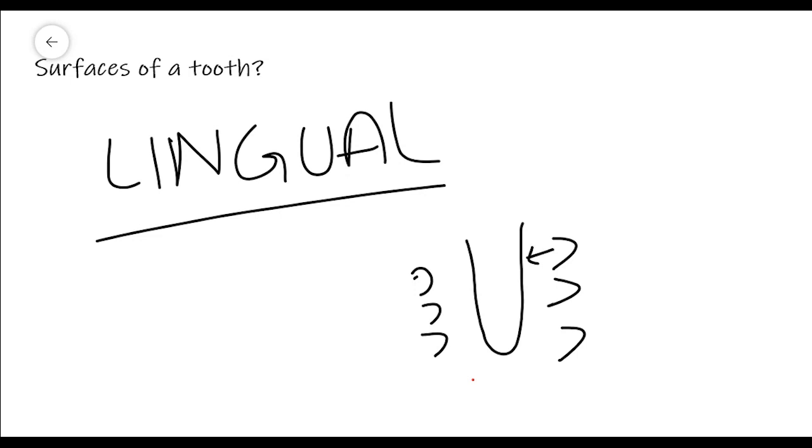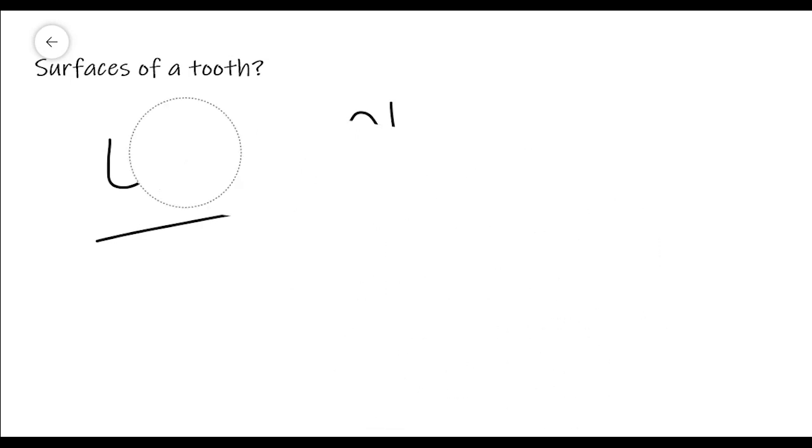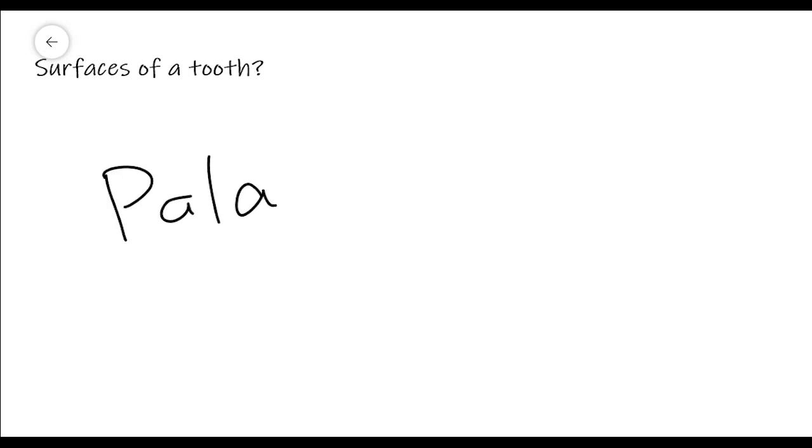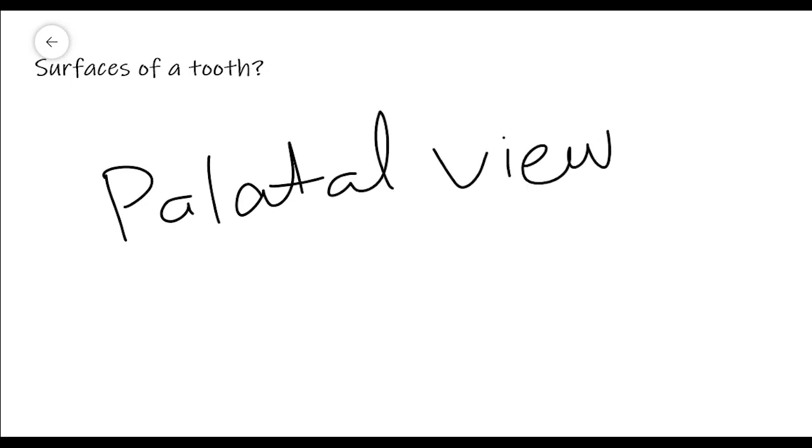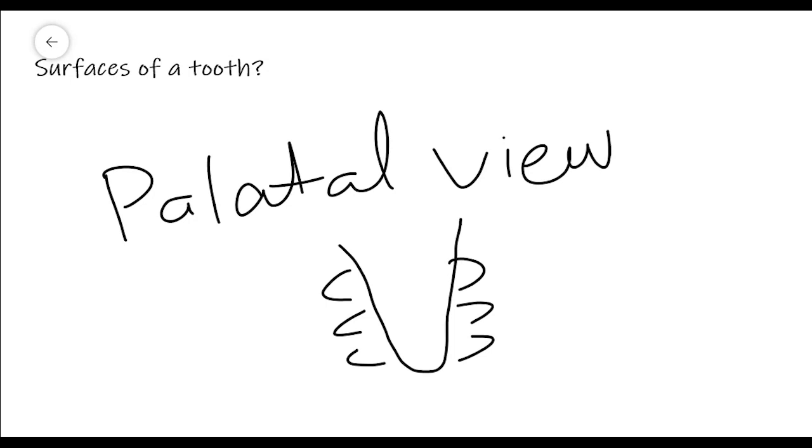Now, talking about the maxillary teeth. For the maxillary teeth, the terminology is pretty much the same for the labial and the buccal view. The only difference is that because the maxillary teeth are facing the palate, it's called the palatal view or palatal surface. Both work fine, because the maxillary teeth are facing this hard shell structure, which is the palate. Because they are facing the palate, it's known as the palatal view.